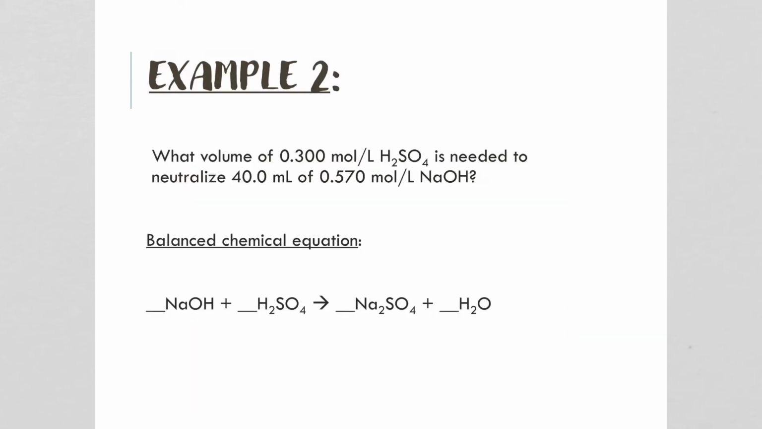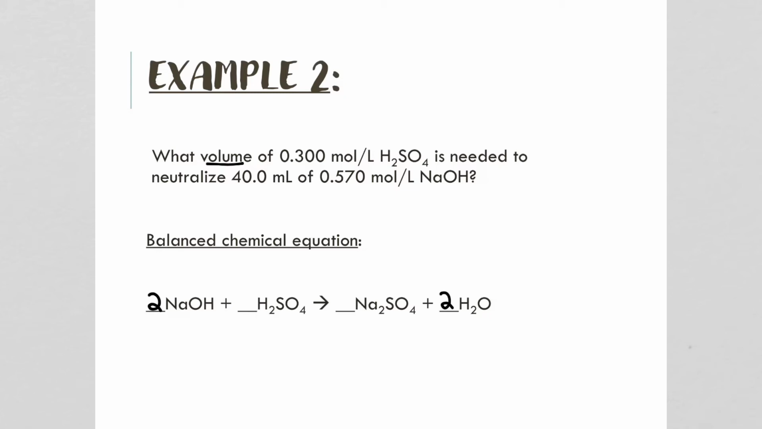Our next example, we're being asked to find out what volume of 0.3 moles per liter of sulfuric acid is needed to neutralize 40 milliliters of 0.570 moles per liter. So we need to find the volume this time. So let's look at our equation, make sure everything is balanced. We have one sulfate, one sodium here. So we need to put a 2 here. And then that's going to make us have 4 hydrogens and 2 oxygens. So we need to put a 2 here to balance this side out too.